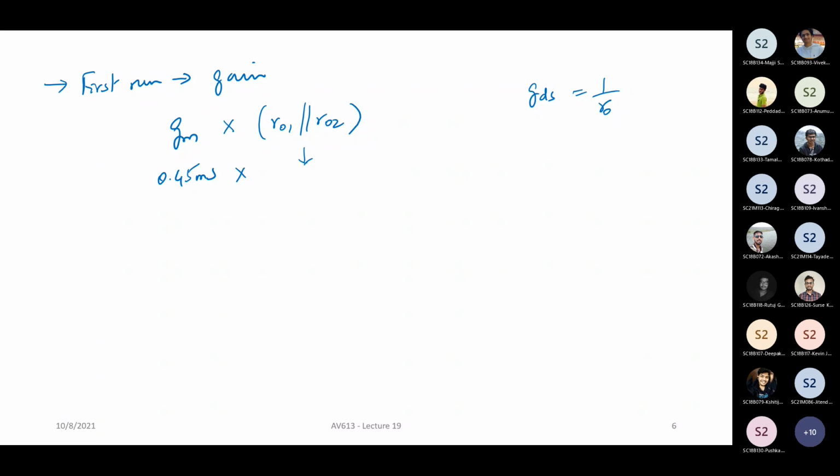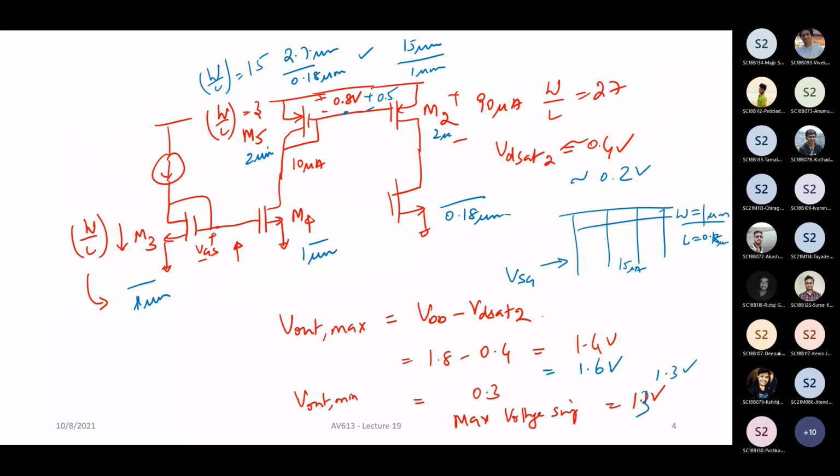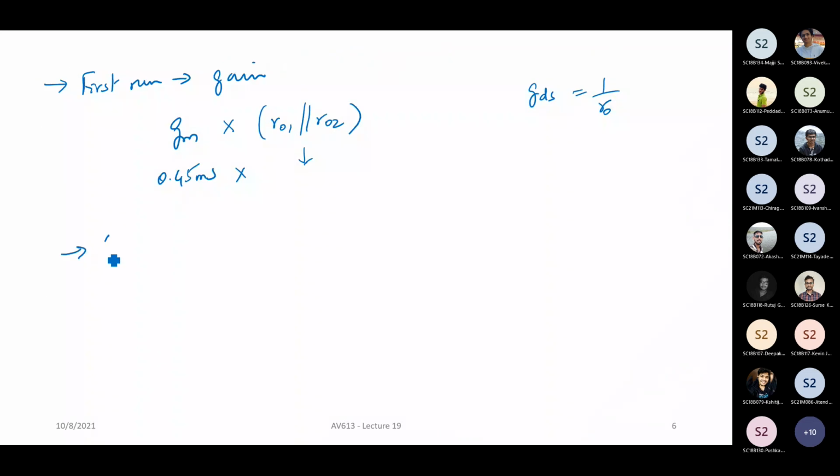Now, if your R0 is not satisfying the required amount, you need to go and increase your R0. Here you have two R0s. For example, let us say the PMOS has a 2 micron length. It will have a much higher R0, and your R01 parallel to R02 will be limiting your gain, right? So you need to scale the L and W with fixed W by L ratio.